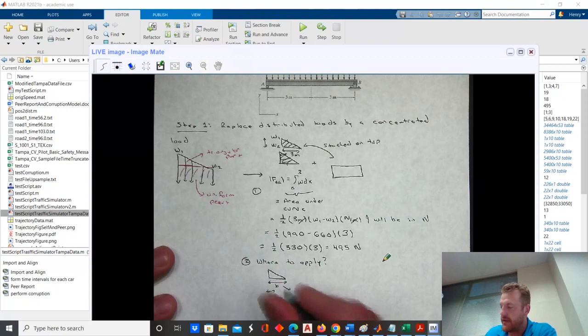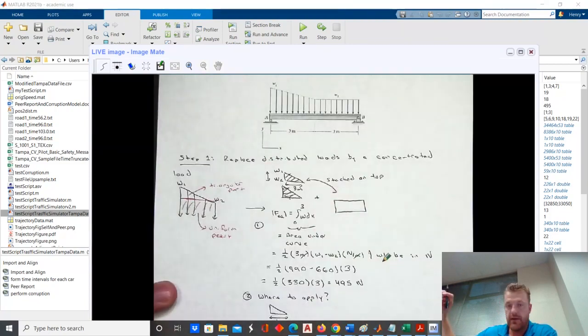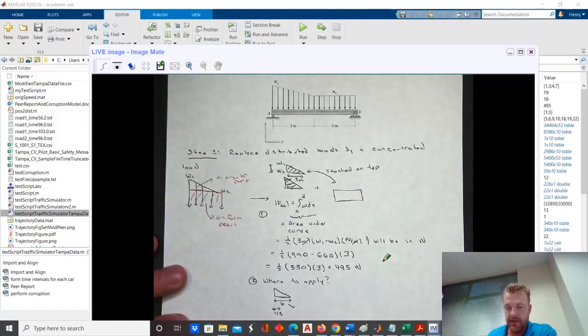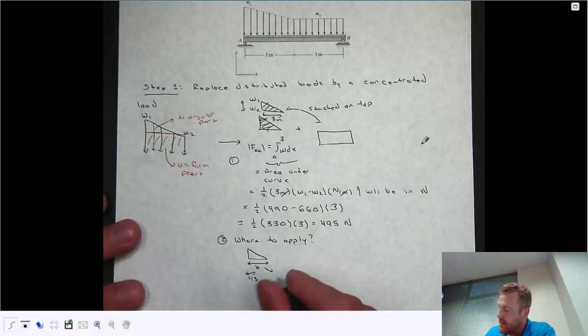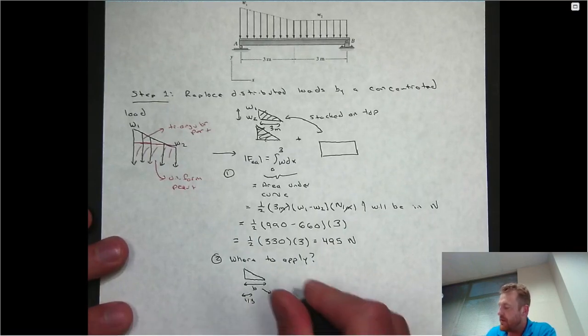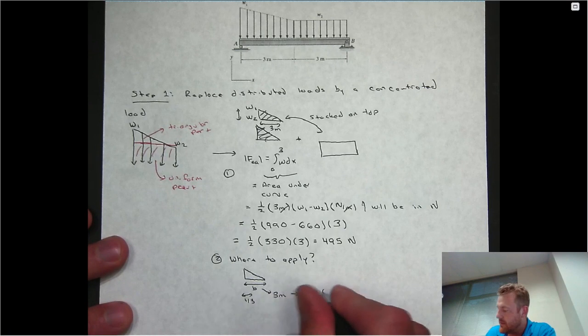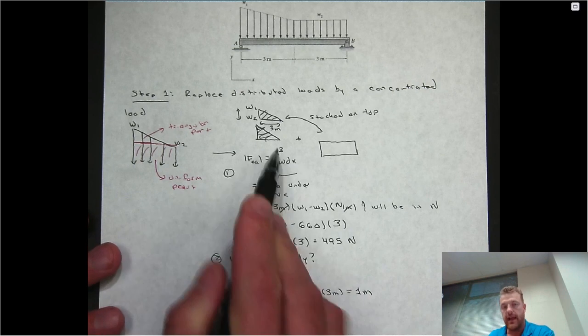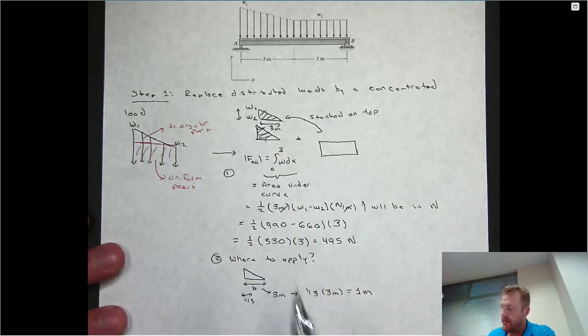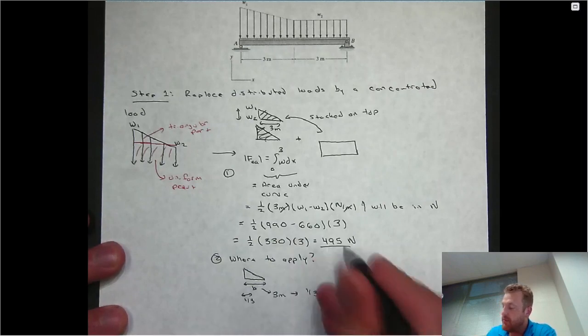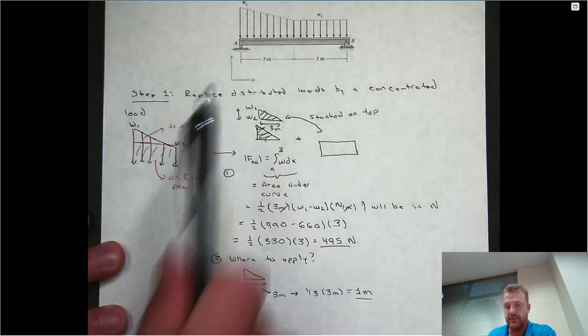So in our case, that triangular load density is distributed over 3 meters. Let me zoom this in all the way just to make it a little easier. 1/3 of 3 meters is just going to be 1 meter. So I'm going to replace this triangular portion of the distributed load by a 495 newton force applied 1 meter from the actual edge of this beam.